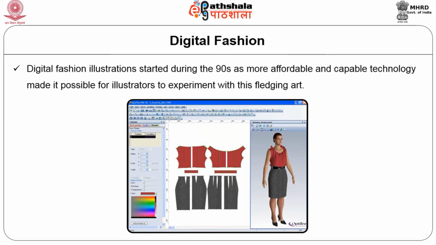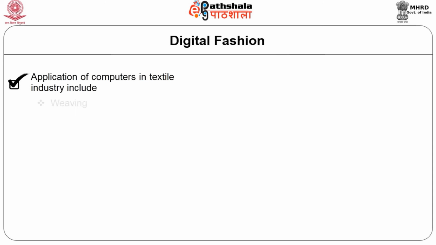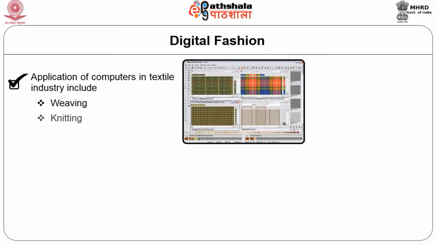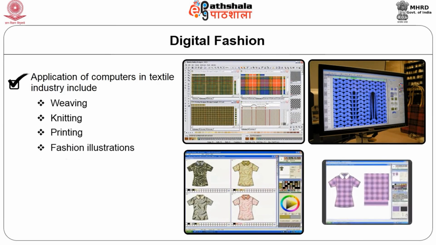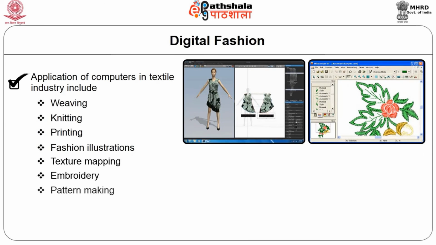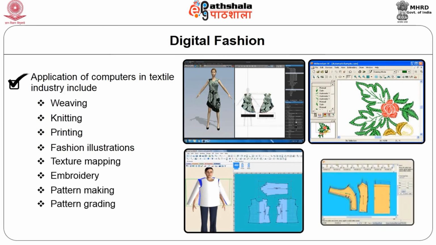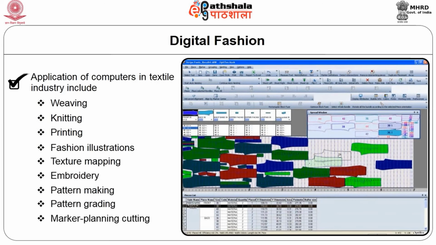Fashion illustrations through computers started in the 90s. It was very costly then, but now has become more affordable. The computer technology has made it possible for illustrators and fashion designers to experiment with their new ideas. The current areas of application of computers in the textile industry include weaving, knitting, printing, fashion illustration, texture mapping, embroidery, pattern making, pattern grading, marker planning, cutting, and so on.